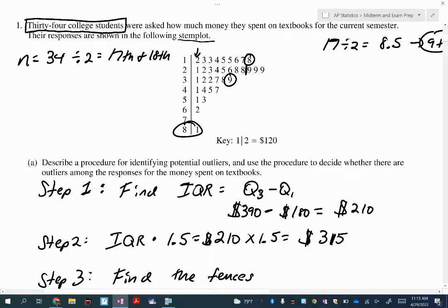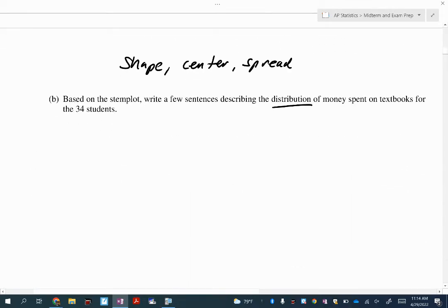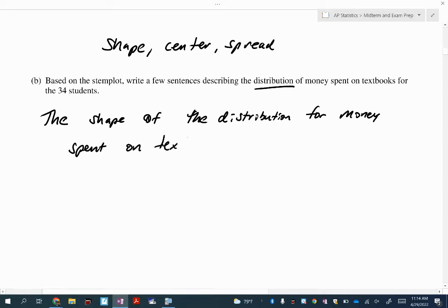If you do look at this stem and leaf plot, you'll see there's one main hump, and then the tail kind of moves off to the right. So this is going to be skewed to the right. So I'm going to write down the shape of the distribution for money spent on textbooks is unimodal and skewed right.